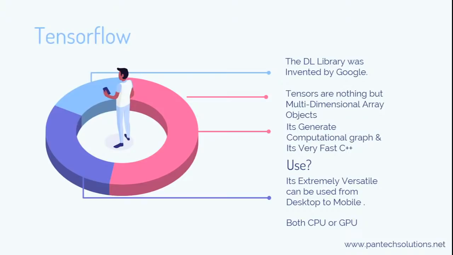And what is the use of TensorFlow? It's used to build extremely versatile applications, and you can use it to build desktop, mobile or any type of application. And then we can install TensorFlow in two types. Okay, one is CPU or GPU.